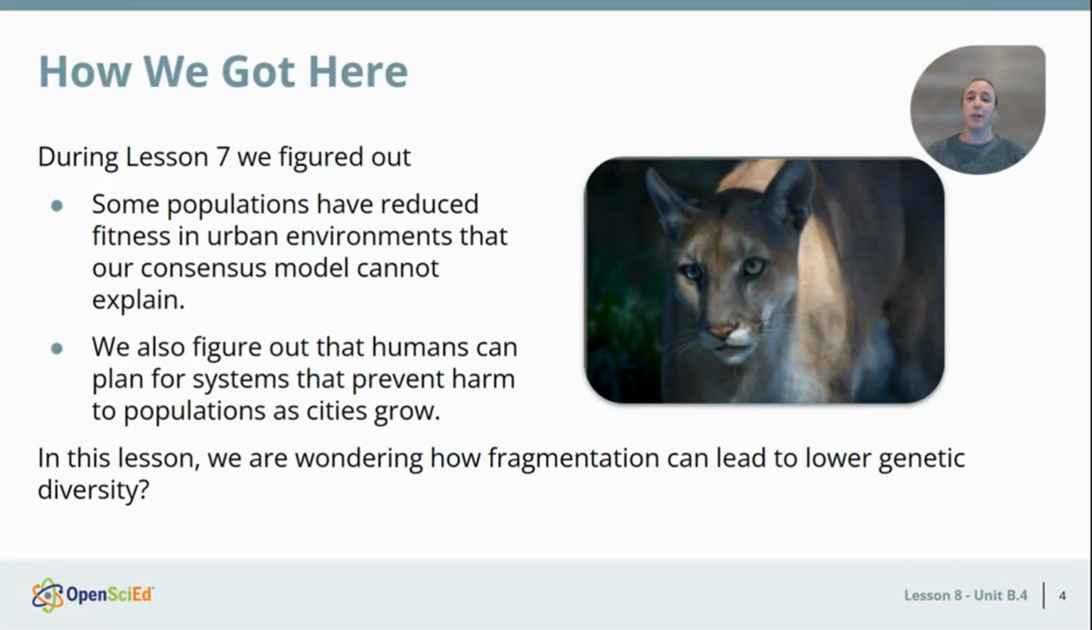First, let's recap how we got to Lesson 8. During Lesson 7, we learned about Florida panthers and how their genetic diversity and fitness levels are low, even though they have adapted well to urbanization. We figure out that our model can't explain this phenomenon we're seeing in the panthers.